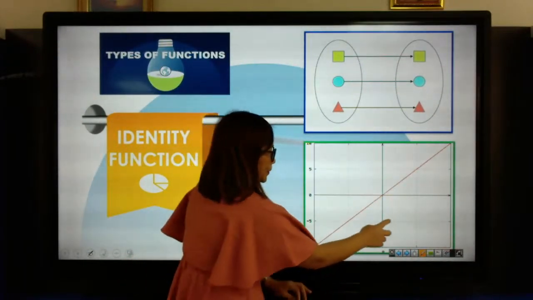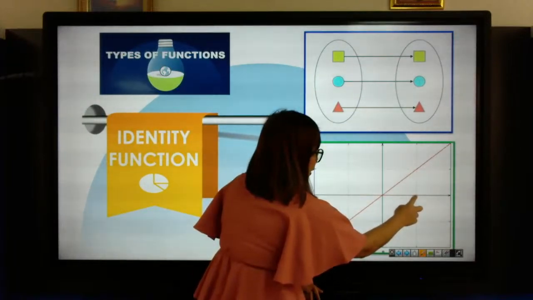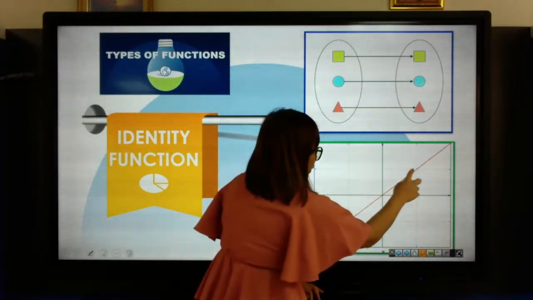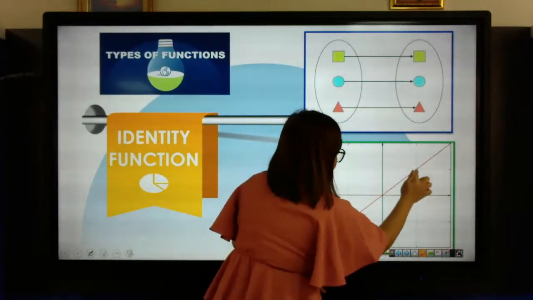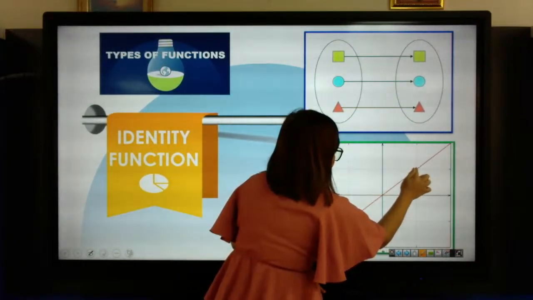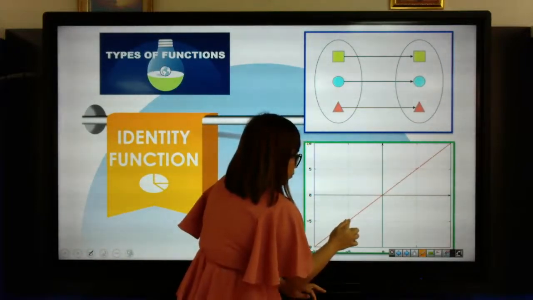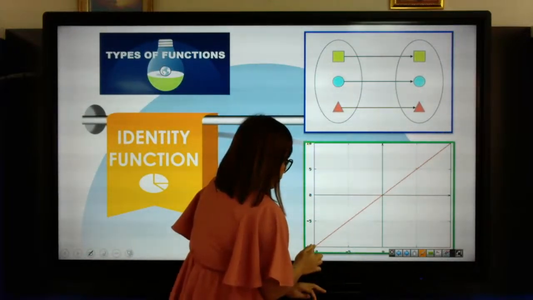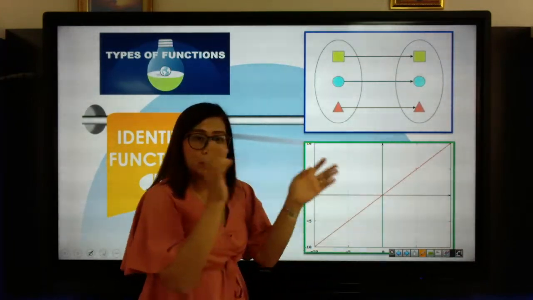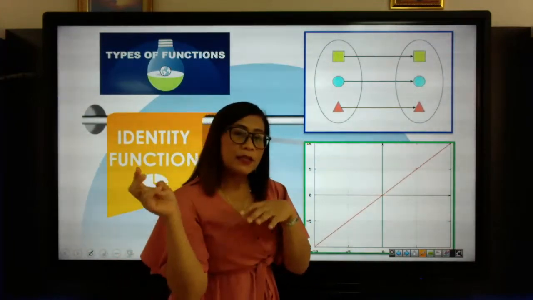If, for example, this is x here, x is 1, y is also 1. So this is it. I'll put some points. Okay, this is it. 1, 1. This is 0, 0. This is negative 1, comma negative 1. And this is negative 2, comma negative 2. So what you put for x, that's also the y.